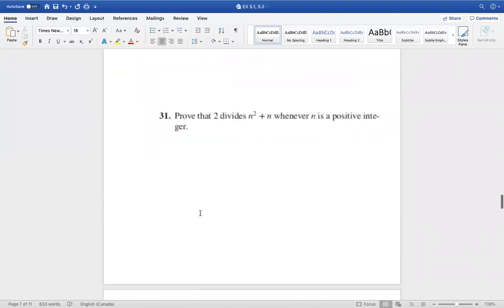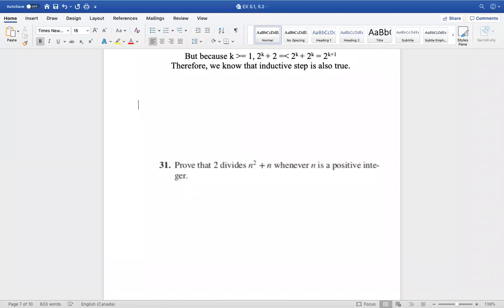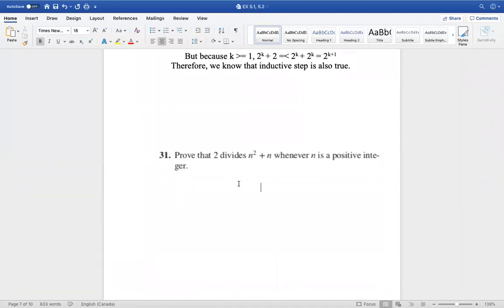Okay, let's move on to the last question. So in this question number 31, we have to prove that 2 divides n squared plus n whenever n is a positive integer. Now we know some property of n, that n is a positive integer. Now the smallest positive integer that we can think of is 1, right? So let's define our basic step. Now what is the basic step?